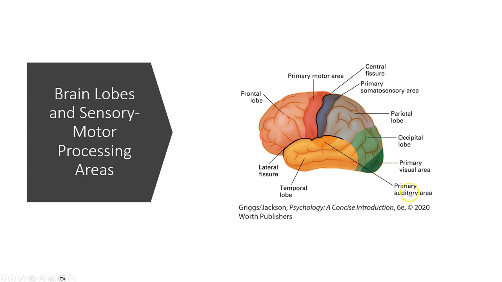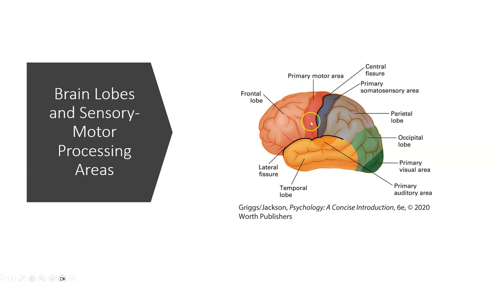And you can see the arrow pointing to the slightly darker orange primary auditory area. In the occipital lobe, which is green, the dark green is the primary visual processing area. The parietal lobe is right here. The primary somatosensory area is where you have integration of information from the body and the sensory organs, where you do some initial processing to make sense of them.